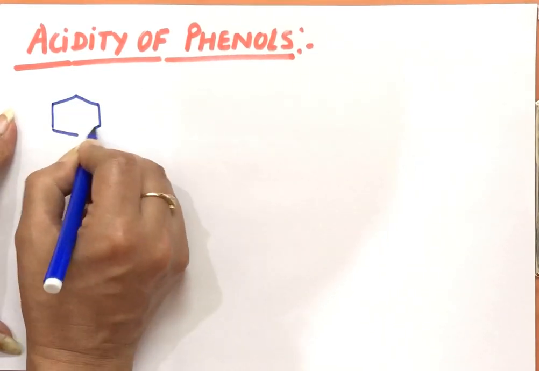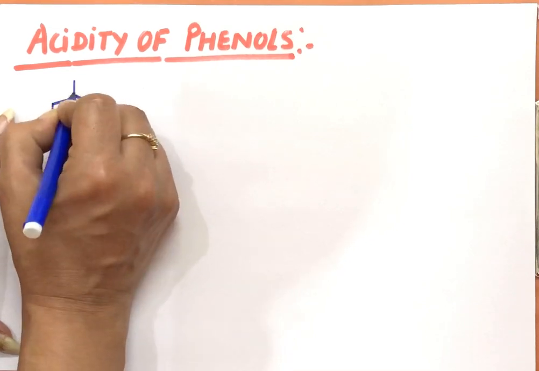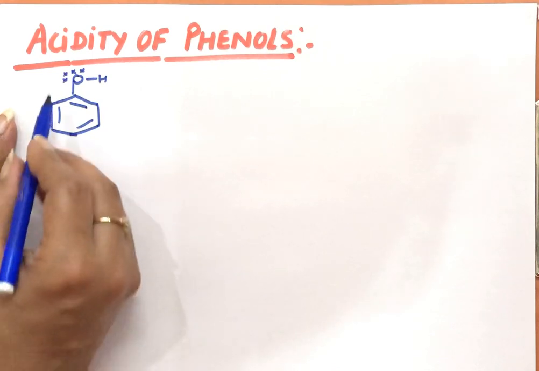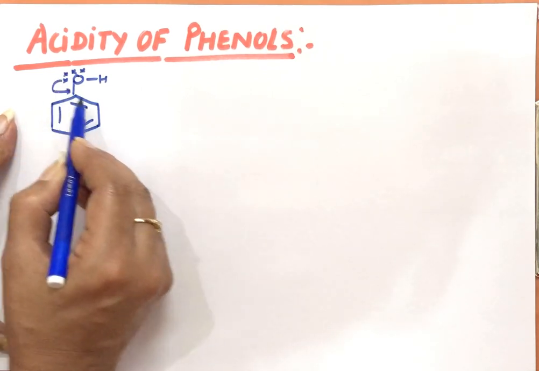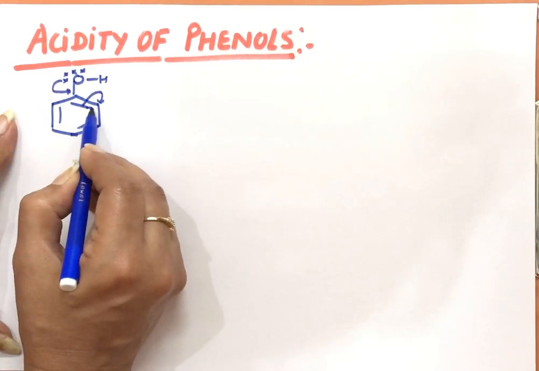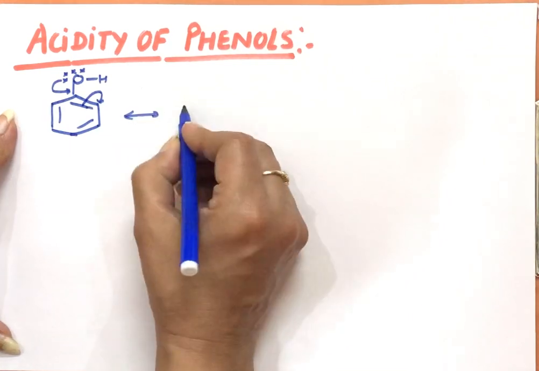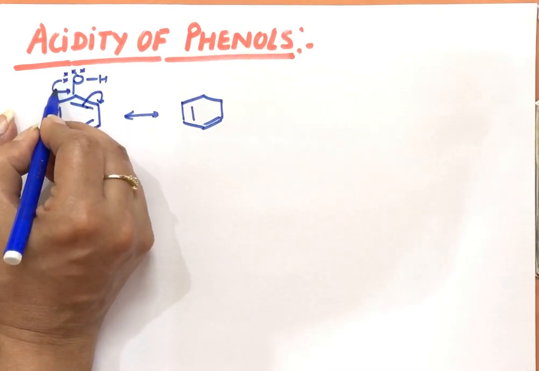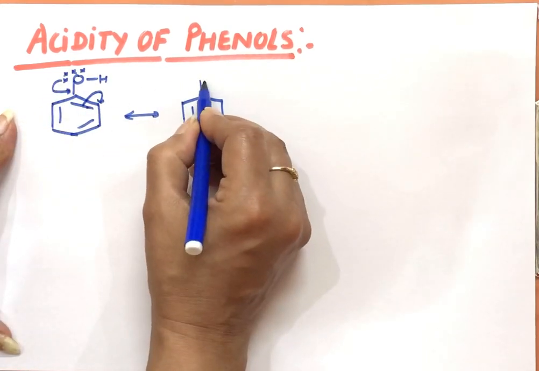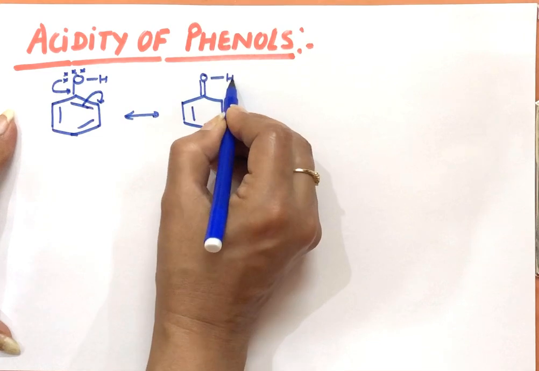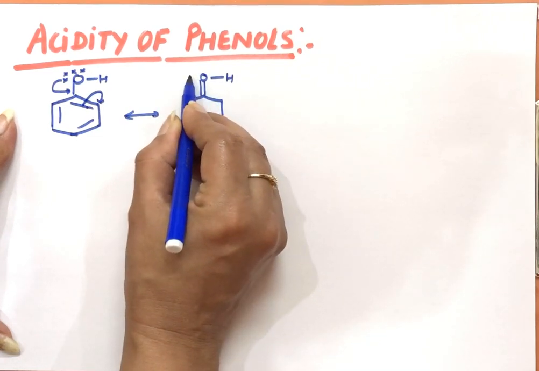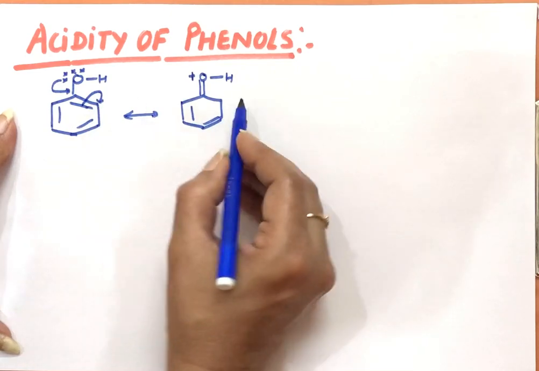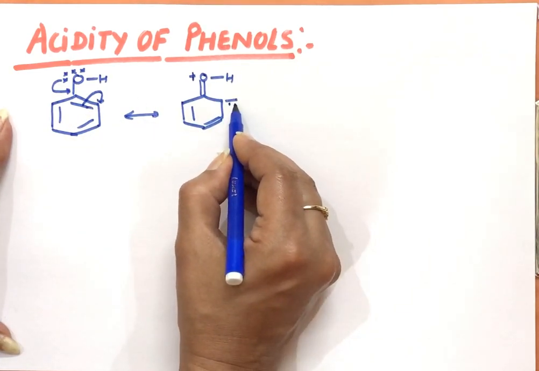The reason is resonance. There are lone pairs of electrons on oxygen. These lone pairs of electrons on oxygen move towards the benzene ring, and we get resonating structures. In this, the lone pair will move towards this side. So now we will have a double bond here, and oxygen has used this lone pair, so it will get a positive charge. At the same time, this bond is coming on the carbon, and this carbon gets a negative charge.